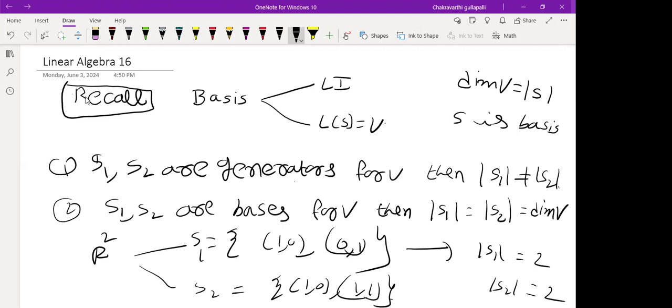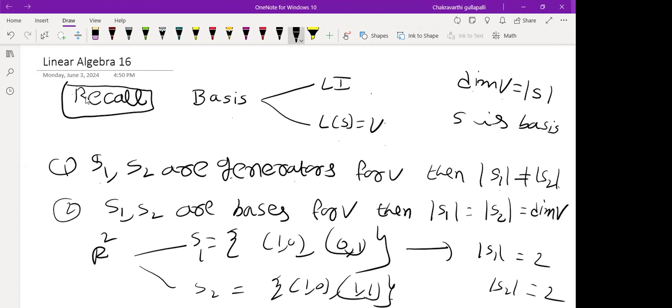So here, recall: a basis means independent and L of S equal to V. And the dimension of V is nothing but the number of vectors in the basis. Then an important relation: if a generator is not unique, and there is more than one generator, then the cardinalities need not be equal.